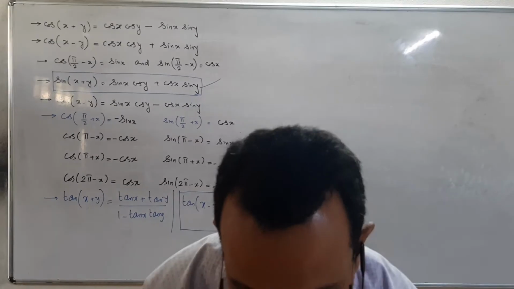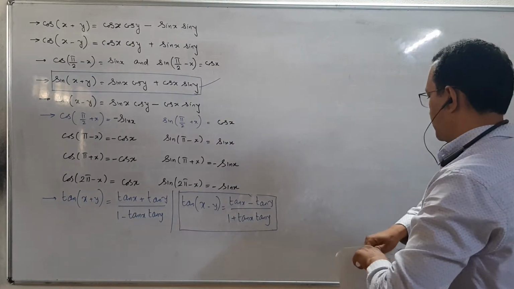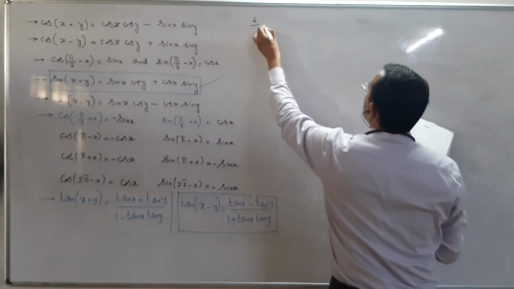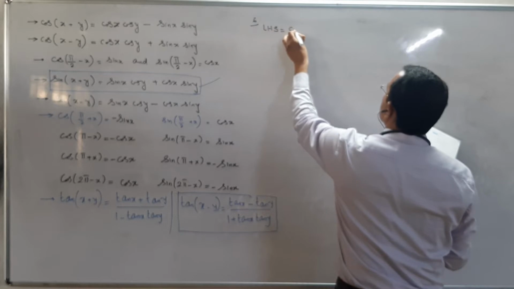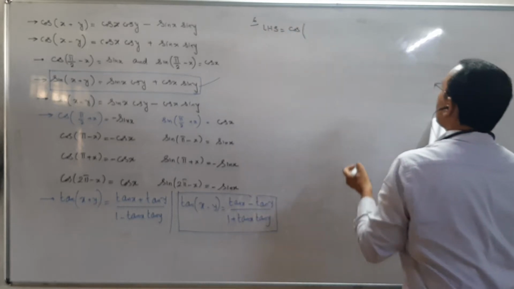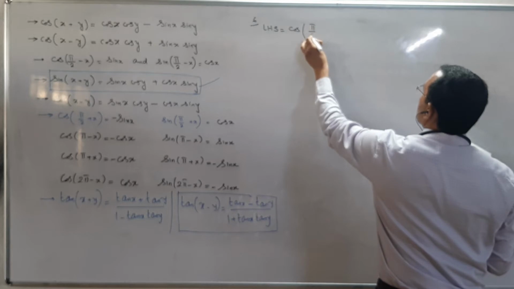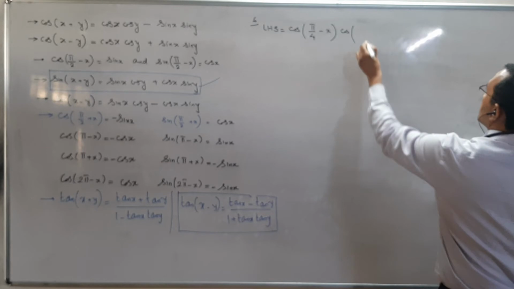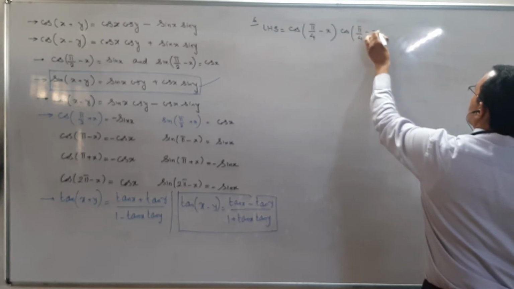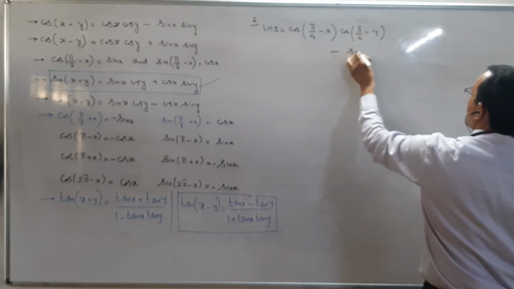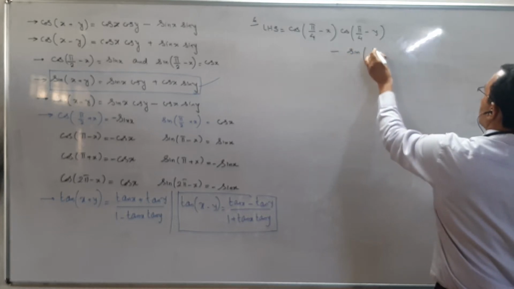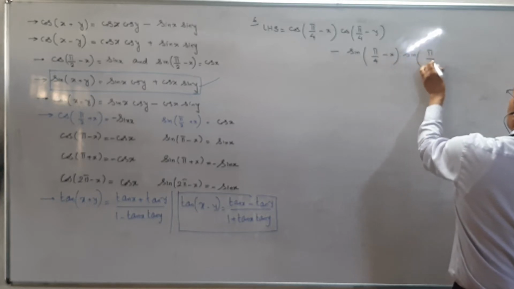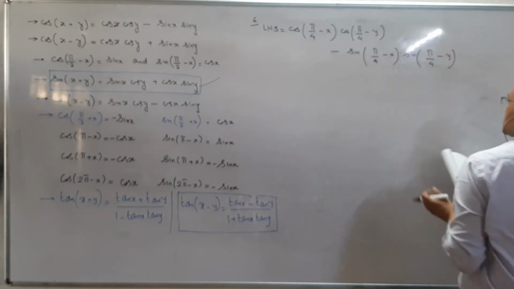Let us write the question. Prove that LHS is cos of pi by 4 minus x into cos of pi by 4 minus y minus sin of pi by 4 minus x into sin of pi by 4 minus y.